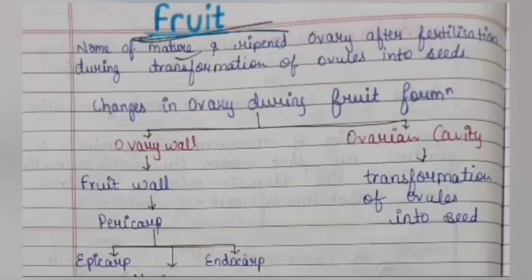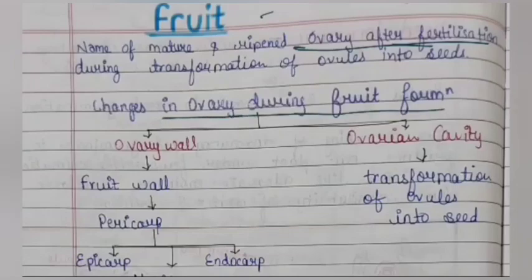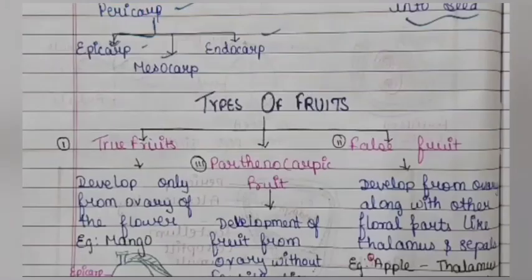Fruit is the name of the mature and ripened ovary after fertilization, during the transformation of ovules into seeds. Okay, now the changes in the ovary during fruit formation are: first, the ovary wall forms the fruit wall, that is the pericarp, comprising the epicarp, the mesocarp and the endocarp. Then the ovarian cavity, it is the transformation of ovules into seeds.